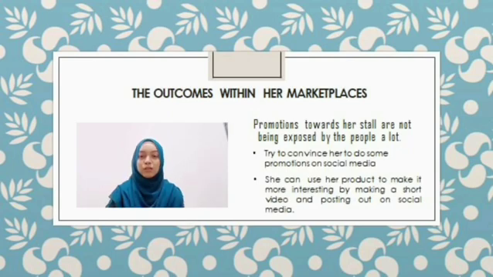The outcomes in her marketplace are the major concerns of this business entrepreneur. Prior to this, few people were aware of her stall. Maybe it is because people were not paying attention to the marketing of her stall. People were more interested in coming in when she put up a poster at her stall. As a result, we can see how vital it is for firms to promote themselves in order to attract more clients.